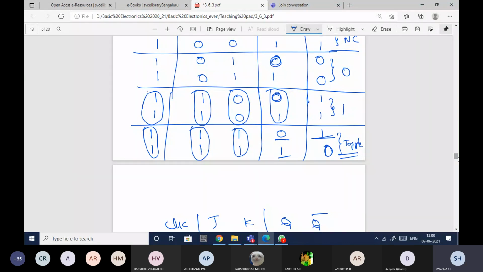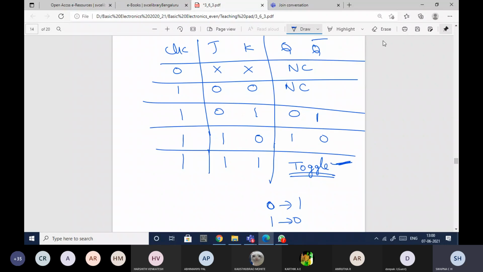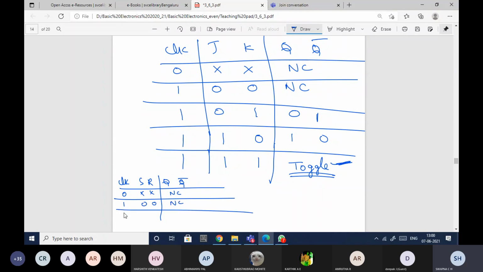But when you compare the truth table of the JK flip-flop with the SR flip-flop, both remain the same except the last state. Clock 0, don't care, there will be no change. Clock 1, S and R values 0, 0, no change. Clock is 1, S value is 0 and R value is 1, then it is 0, 1. Clock is 1, S value is 1 and R value is 0, then the output is 1, 0.